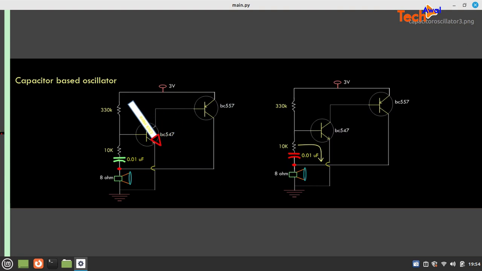The capacitor is charged from this path. This is the voltage source. If this is the voltage source, current is flowing from here and the capacitor is charged. When the capacitor is charged, here the 330 kilo ohm resistance and the voltage source are there, so it cannot discharge through this path, but it is getting another path to discharge. And after some time, the capacitor is discharged.